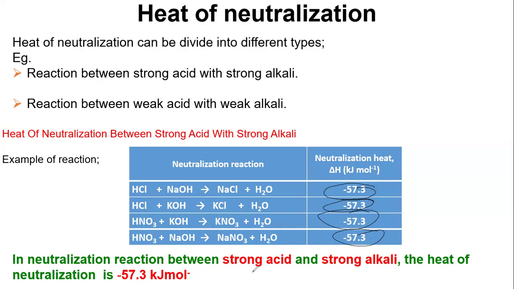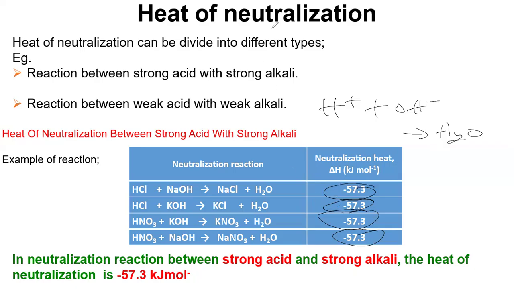Now, the reason is very simple. The strong acid and strong base, what is peculiar about them is that they undergo complete dissociation. And so when they undergo complete dissociation, the actual reaction that occurs is the reaction between the H plus ions and the OH minus ions to form water. So it is the same for all the strong acid, strong base reactions. That is why the energy we are getting is constant.